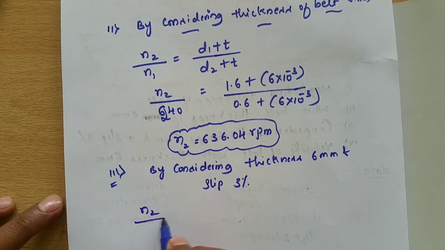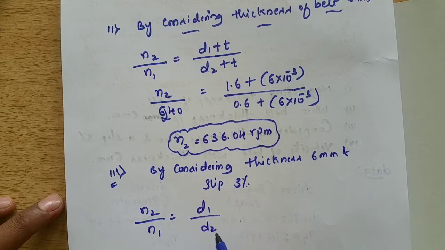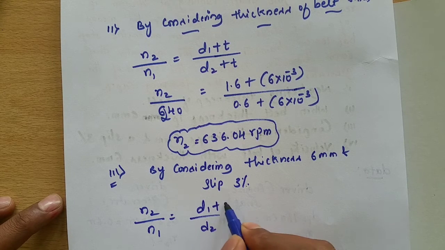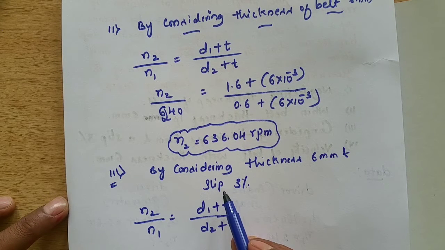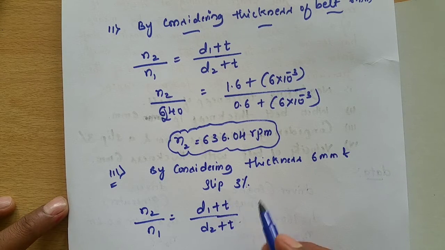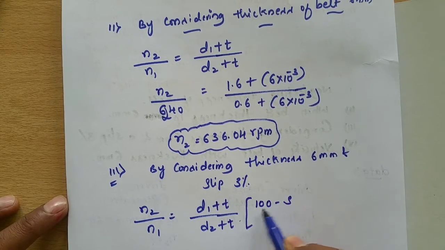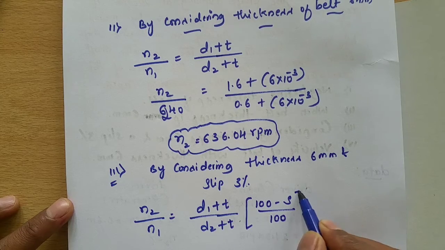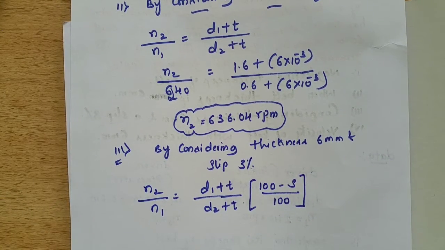So N2 by N1 is equal to D1 by D2, standard formula. If thickness is considered, we will take the thickness both in the numerator and the denominator. Now again we have to consider the slip also into account here. So in that case we have to take (100 minus s) by 100. So this is the formula to calculate the velocity ratio when the thickness is considered and the slip has been given.